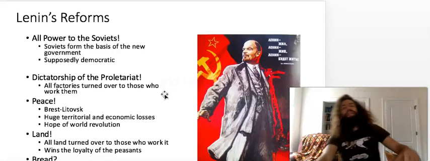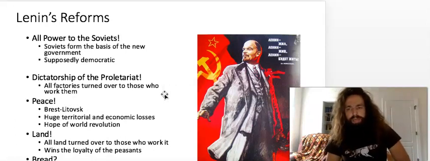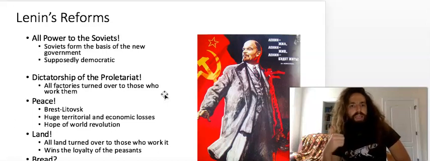So Lenin has seized power, and these are the reforms that he actually implements. And he really does attempt to implement the reforms that he said in his speech. So first of all, Lenin wants to give all power to the Soviets. That is one of his main ideas. And basically, he thinks that the Soviets could function as a new system of government in Russia.